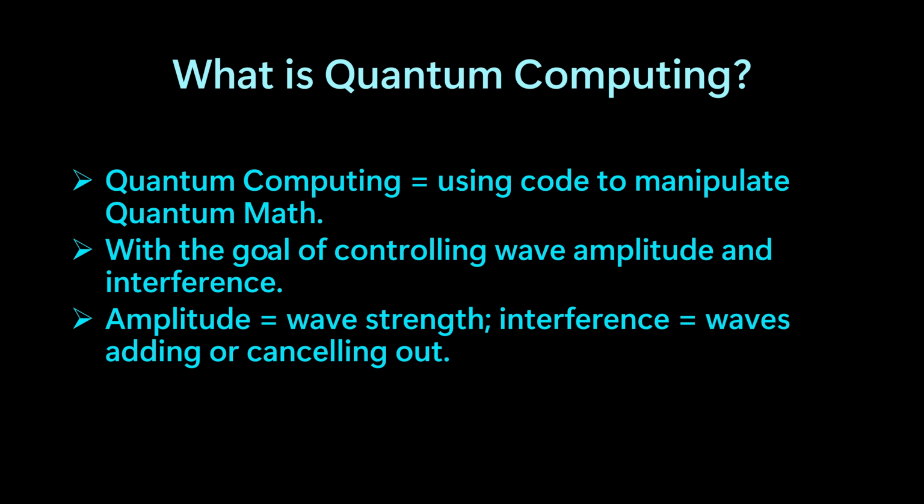Quantum computing is simply manipulating math, called quantum mechanics, through code, with the dual goals of managing wave amplitudes and interference. Now, what are wave amplitudes and interference? Amplitudes measure the strength of a wave, and interference is best understood with examples.